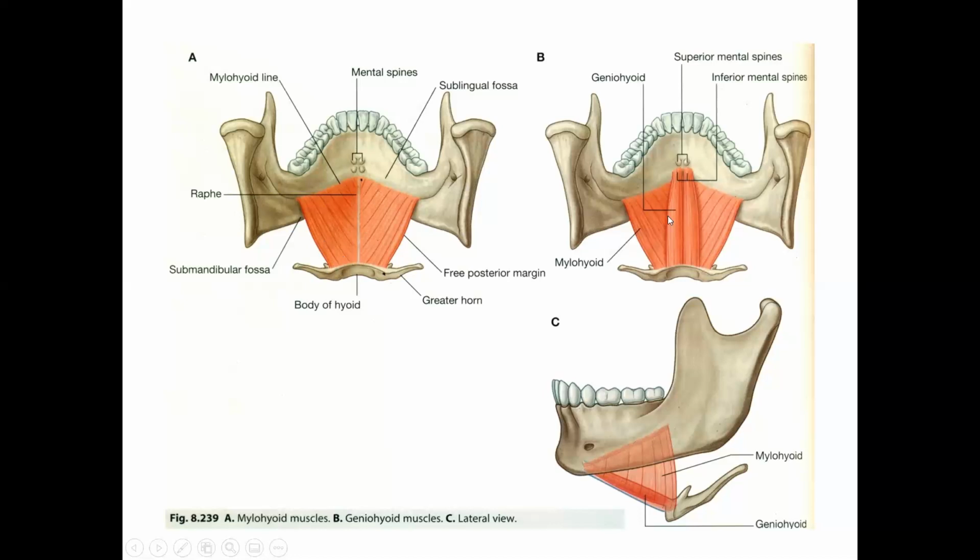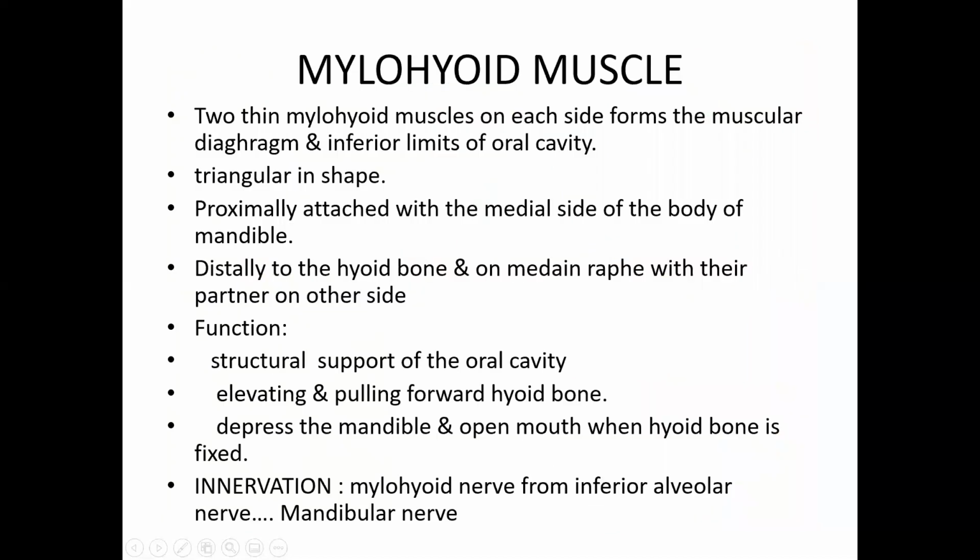This is the mylohyoid muscle. It is innervated by the mylohyoid nerve, which is coming from the inferior alveolar nerve, which is a branch of the mandibular nerve. So the mandibular nerve supplies the mylohyoid muscle through the mylohyoid nerve, which is coming from its inferior alveolar nerve. Okay, then what is the function of this muscle?